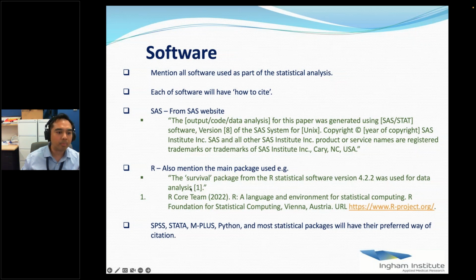In R, I like to say what package I've used. You can just put the main package, you don't have to put all the dependencies, and then you make reference to it in your reference list. And I'm sure most other major packages have their own way, which you can probably find either on their website or somewhere even within the package itself.